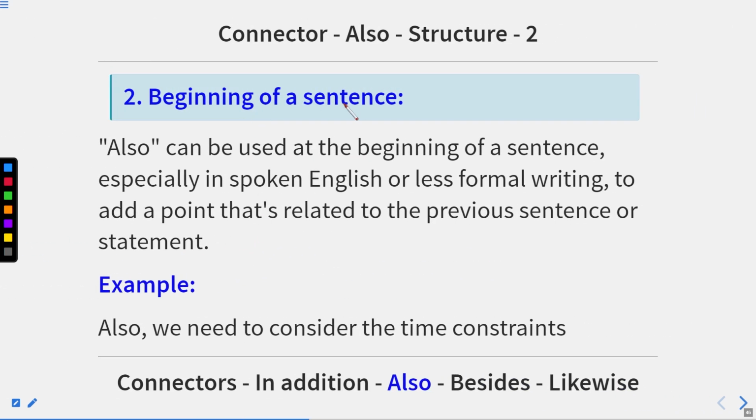Beginning of a sentence: also can be used at the beginning of a sentence, especially in spoken English or less formal writing, to add a point that is related to the previous sentence or statement. For example, also, we need to consider the time constraints. It means something has already been said about this information. So this is extra information, and to introduce this extra information, we use the word also at the beginning of the sentence. But it clearly means that something has already been said previously.